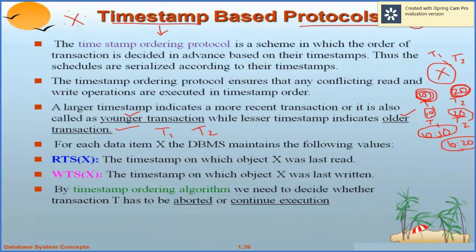So now you try to analyze: when I have two transactions, old and young, which one should be given top priority? Which one should be the top priority?